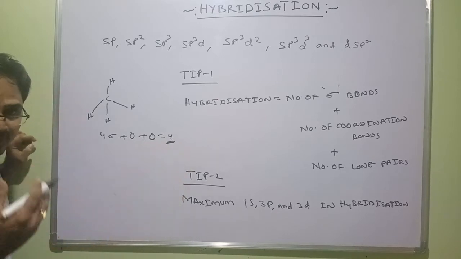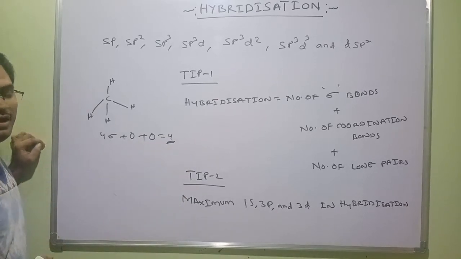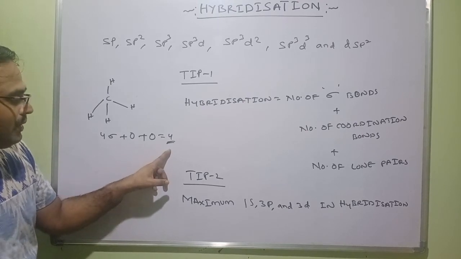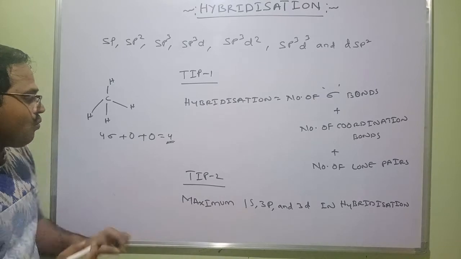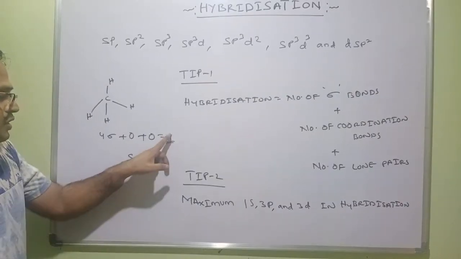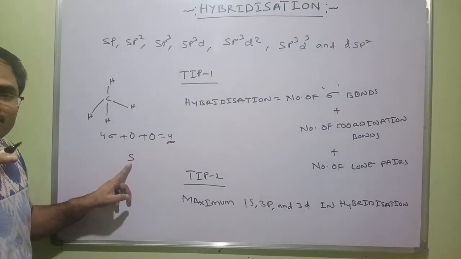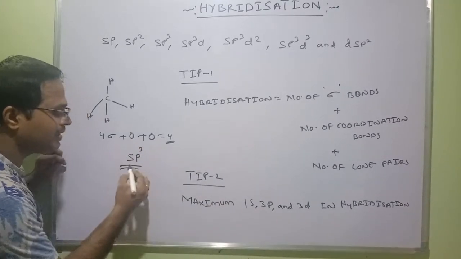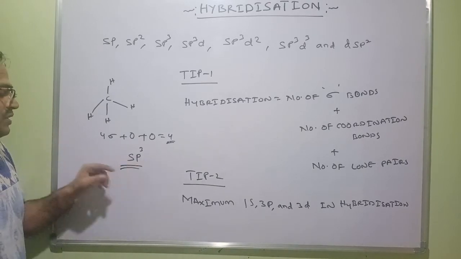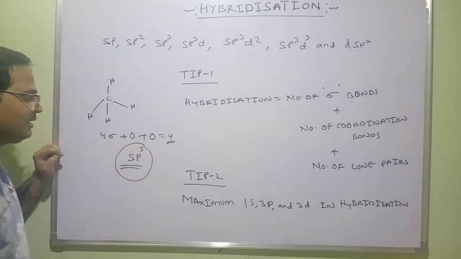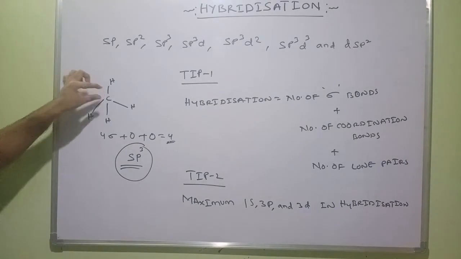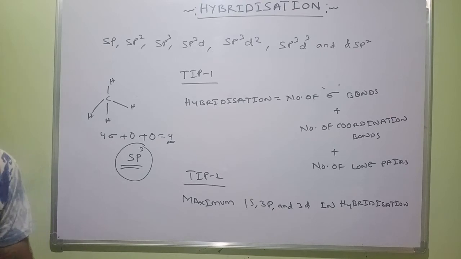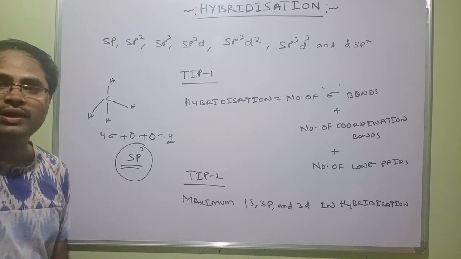The number is 4, which means we should take 4 atomic orbitals to get the hybrid orbital. How many s orbitals can be taken at maximum? 1 s only. So among the 4 orbitals, I have taken 1 s orbital, and the remaining 3 will be p orbitals. So 3 p orbitals and 1 s orbital: the hybridization would be sp3. Therefore, in the methane molecule, carbon undergoes sp3 hybridization. Very simple. Got it? Let me give one more example.